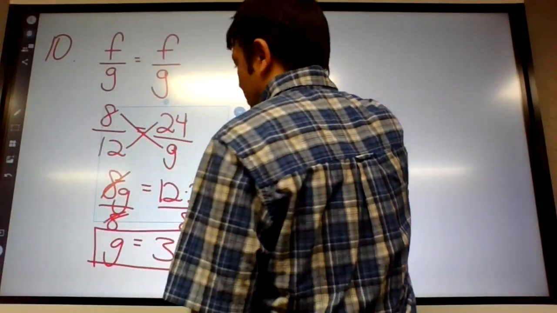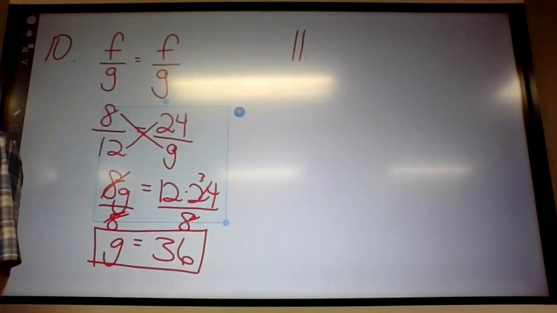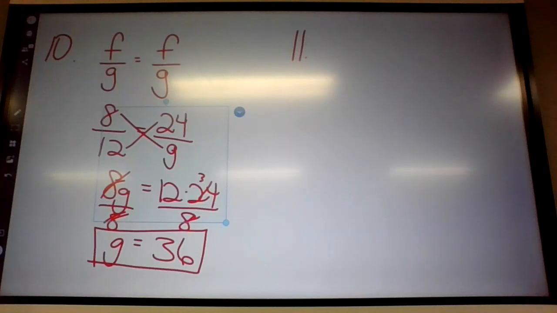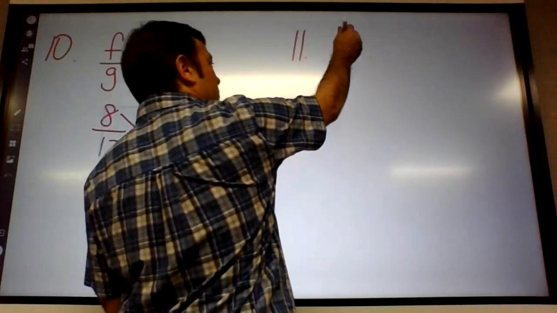Okay, number 11 also varies directly. So we're using the same formula. F varies directly as G again.